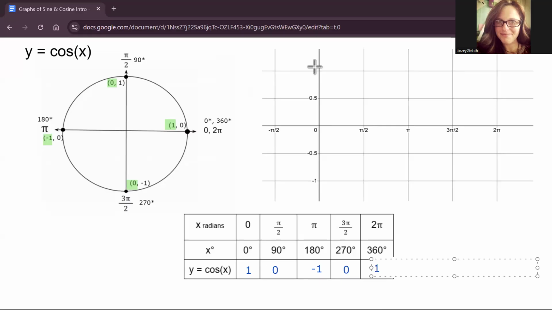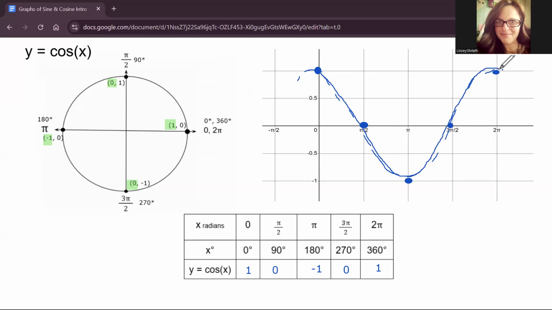Starting with 0, 1, we go down to 0, pi over 2, 0, pi, -1, 3 pi over 2, 0, and 2 pi, 1. And here is one cycle of our cosine function, our cosine wave. There we are. Let's take a look at a couple more cycles.